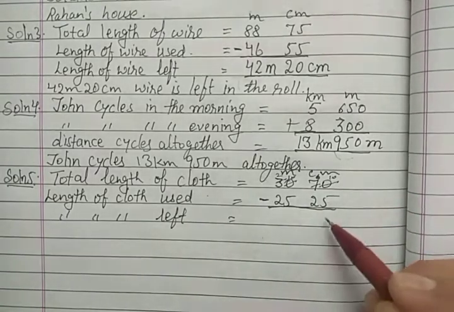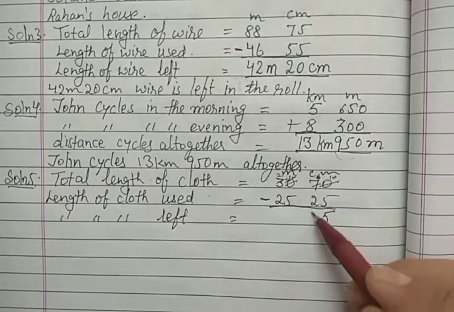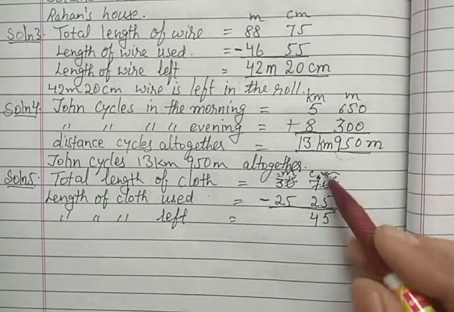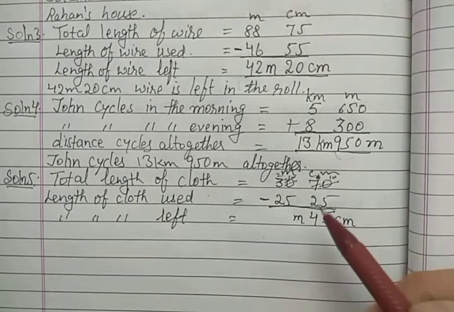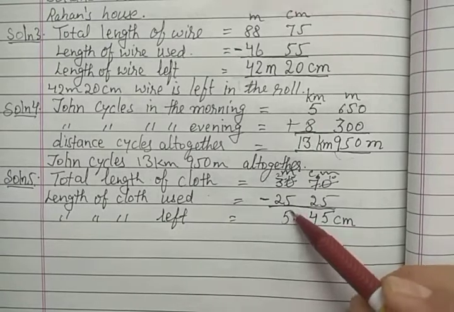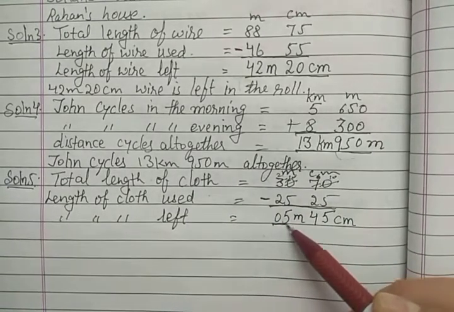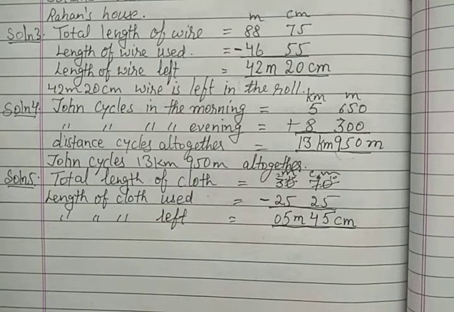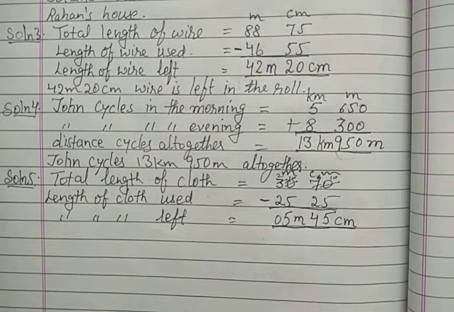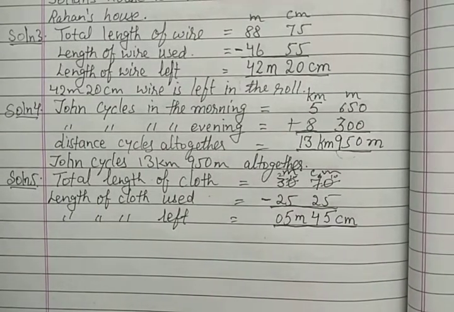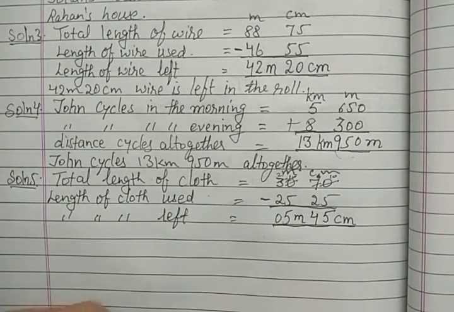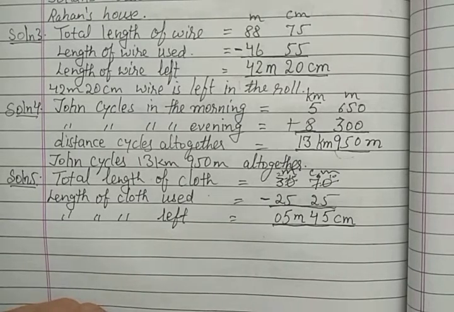Now subtract it. 10 minus 5 is 5, and 6 minus 2 is 4. So 45, write the units, centimeters, and now we are subtracting meters. 10 minus 5 is 5 again, and 2 minus 2 is 0. So how much cloth is left? 5 meters and 45 centimeter. So write down the answer. The question is how much cloth is left behind with her? So 5 meters 45 centimeter cloth is left behind with her.